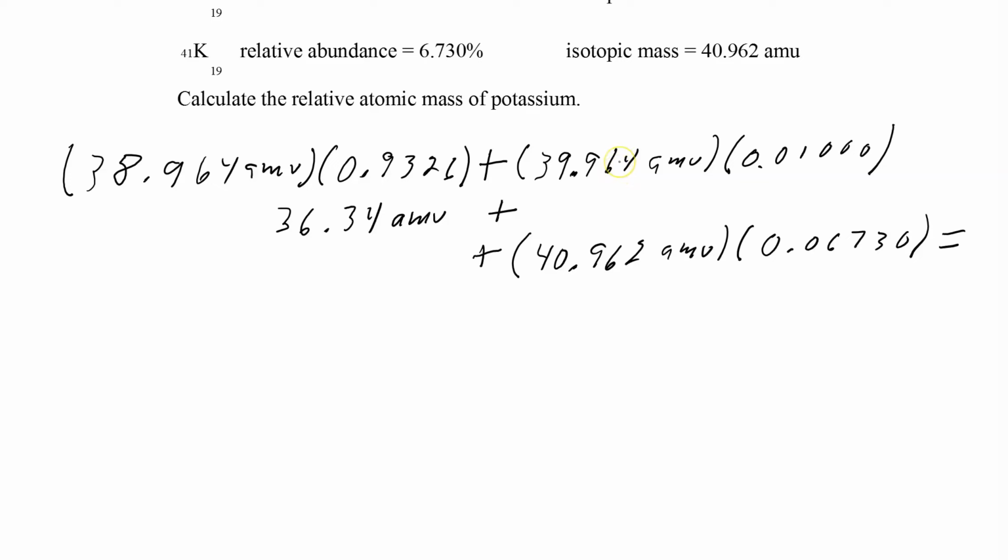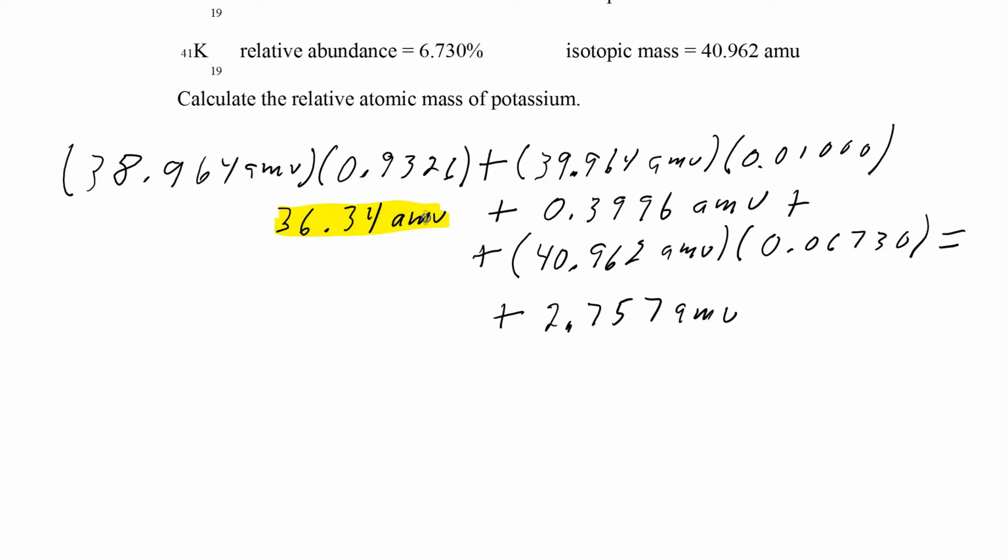5 significant figures in the mass, 4 significant figures in the relative abundance. We're going to have 4 significant figures in the answer. We get 0.3996 atomic mass units. And then we're going to add to that our third isotope, the product of 40.962, 5 significant figures, and the 4 significant figures in its relative abundance, and we're going to get a value of 2.757 atomic mass units.